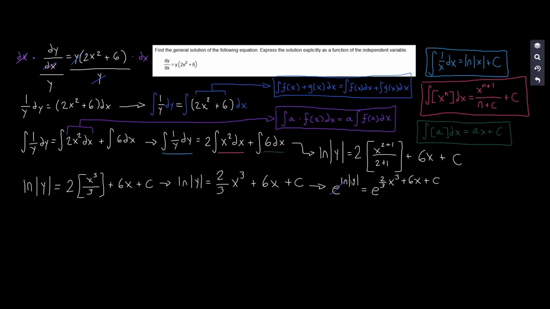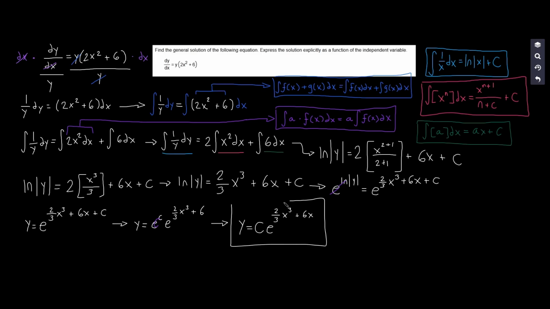And we'll get a cancellation right here. This Euler's number cancels with the natural log. Moreover, we can drop those absolute value signs from the y. Now we're going to split the exponential. Now this c is going to absorb Euler's number, so it's just going to become c. So the general solution for this equation will be written as follows. And this will be our answer, such that c is any real constant.